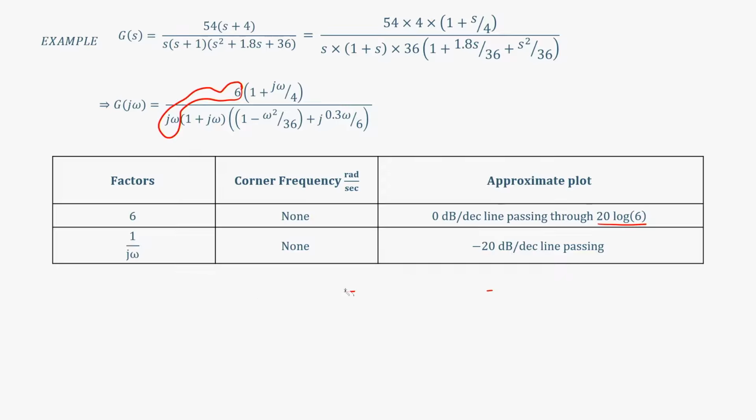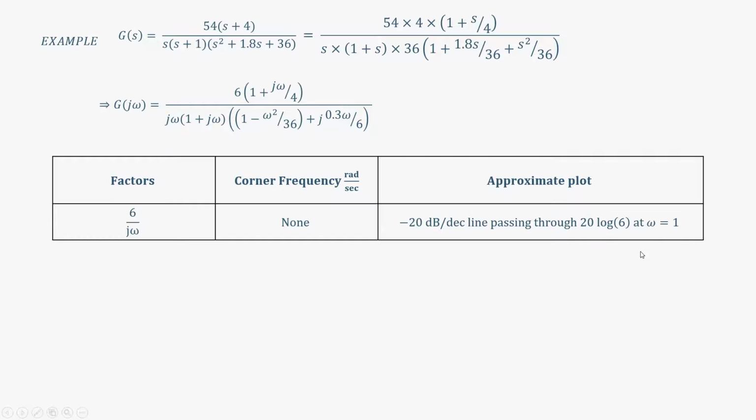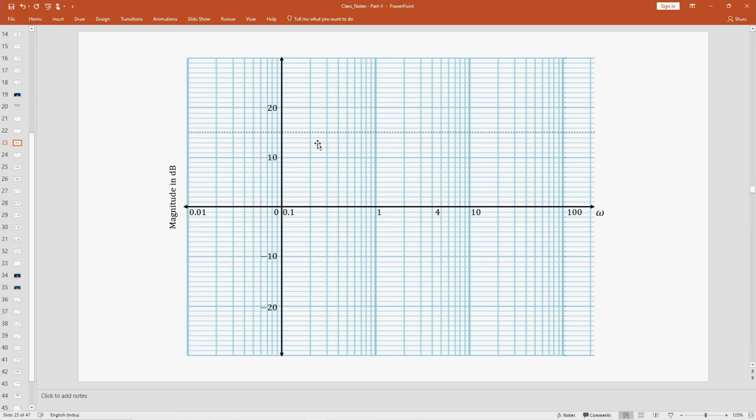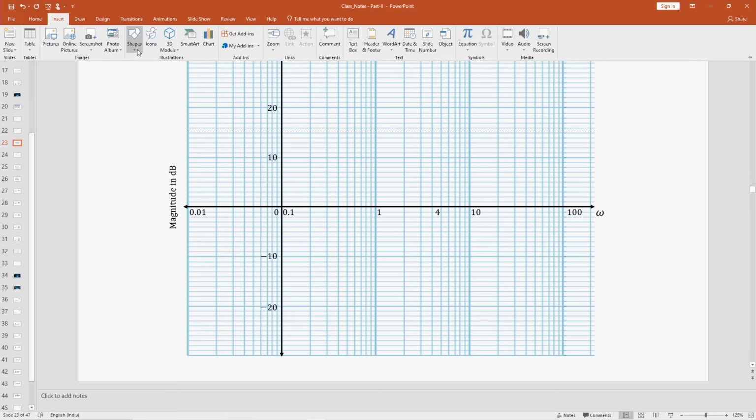So, if I take both together instead of writing them separately, we can write it like this, say 6 by j omega. The contribution due to 6 by j omega is a minus 20 dB line passing through 20 log of 6 at omega equal to 1. Now, suppose you had to plot this. How are you going to plot this? Let me try to plot this using the lines that are present.